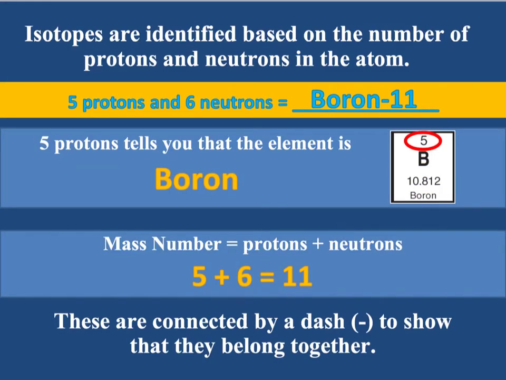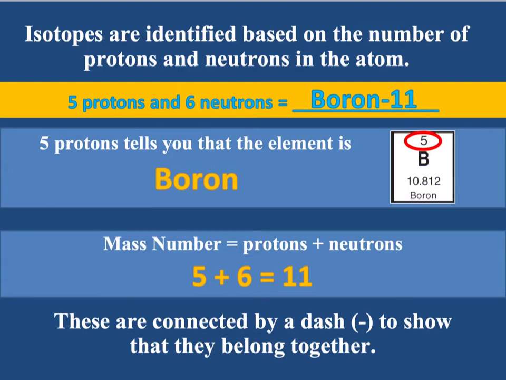Okay, so we talked about isotopes a little earlier. We said that an isotope is just like a different version of a particular element. It's when they have different numbers of neutrons. So how do we find or identify isotopes? They're identified based on the number of protons and neutrons in the atom. So again, you're adding up what's in the nucleus.